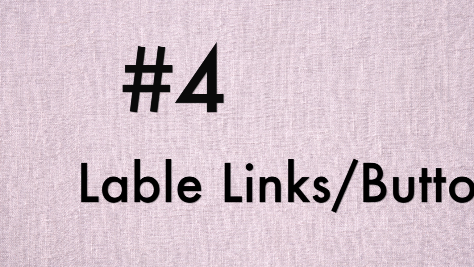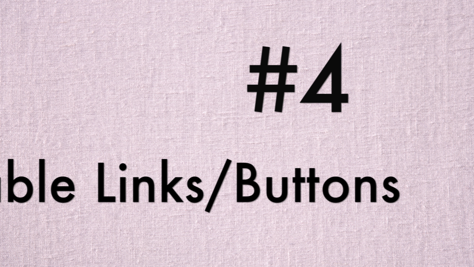Number 4, label your links. If you have buttons or links or click here elements on your page, make sure that they are labeled accordingly. They have alt text attached to them so that a screen reader will understand what those links are. It can be incredibly difficult to access different information if links aren't accessible.